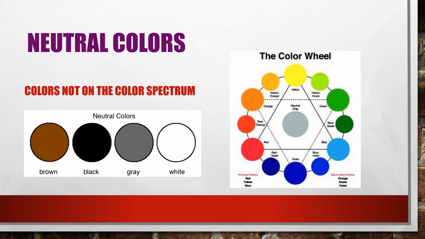Black and white are also neutral colors because they represent the absence or the abundance of light. And these colors are also not on the color wheel, so we call them neutral. And the neutral colors are kind of great because they go with everything.